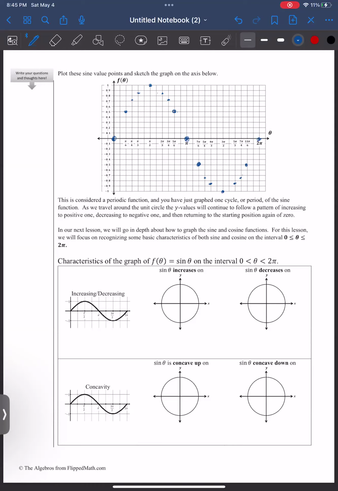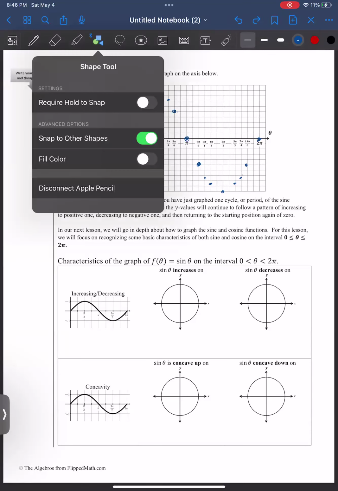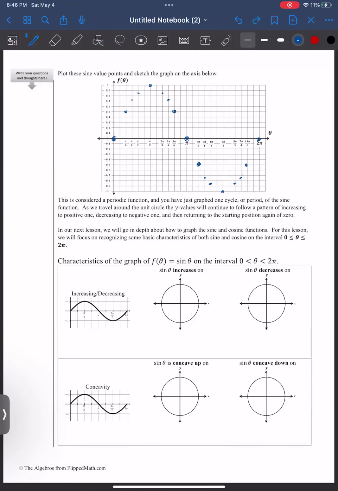And now I can go ahead and connect my dots. Okay, that did not work like I thought it was going to. So there's what my sine function looks like. Now, as you can see, it's half in the positives, half in the negatives. So now I'm going to talk about the characteristics of the graph itself.